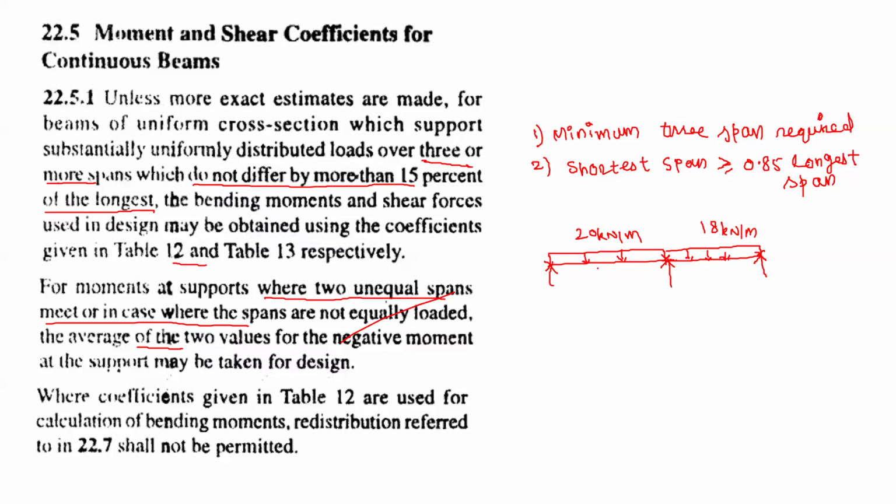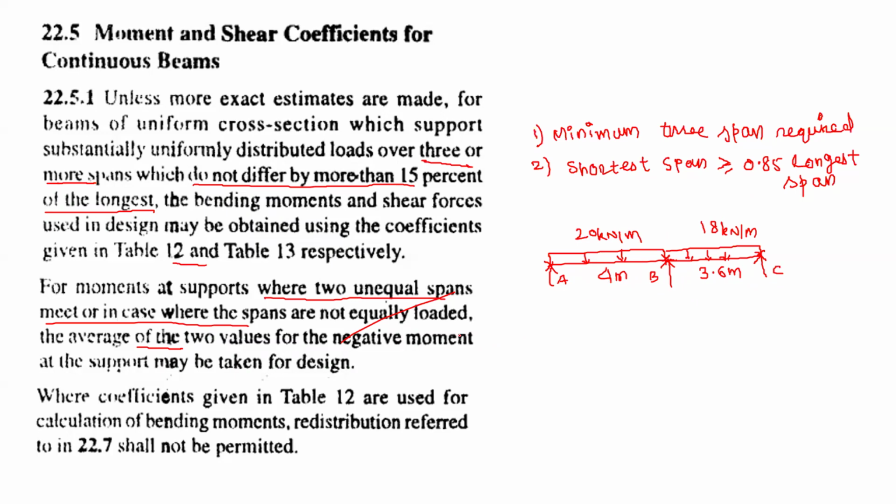Now this will be 4 meter, and then 4 into, suppose, 0.9, this will be 3.6 meter. Then we will find the moment due to this. So if I say this will be A, B, this will be C.